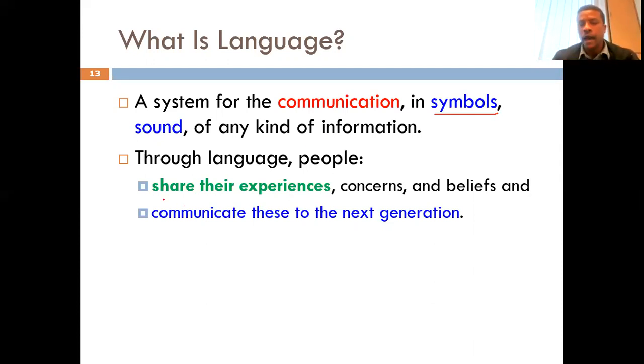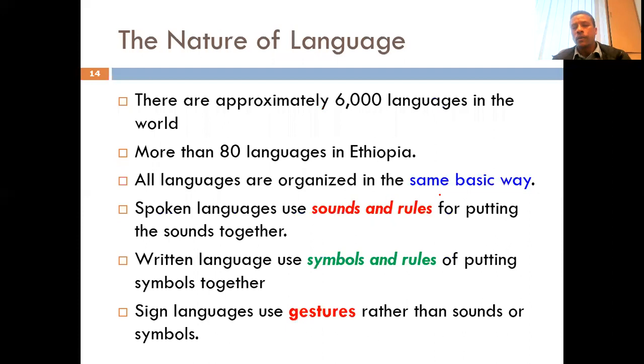And we use that either to share our experience, concerns, and beliefs, and to pass them over to the next generation. And languages play a very critical role in human development. It is because of language that we are able to transfer knowledge from one generation to the other, so that we can build up on that knowledge and be innovative in every generation. So when you see the nature of language, all over the world we have approximately 6,000 languages, and we have more than 80 languages in Ethiopia, which means that we are very rich in terms of language.